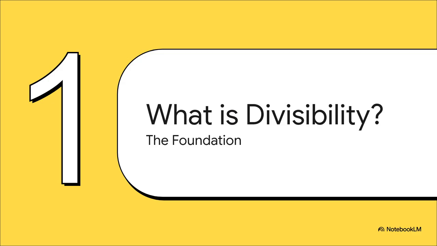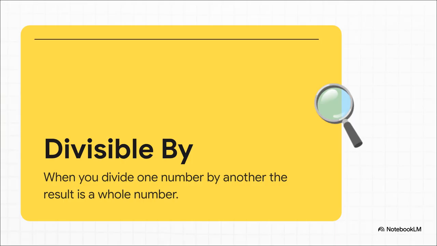But before we jump into all the cool hacks, we've got to make sure we understand the basic rule of the game. So let's just take a second to get on the same page about what divisible by actually means. It's really that simple. A number is divisible by another if you get a nice, clean, whole number as the answer. No fractions, no decimals, no remainders.